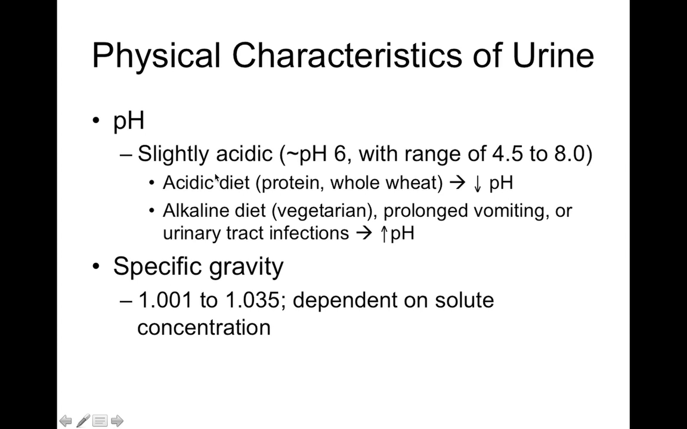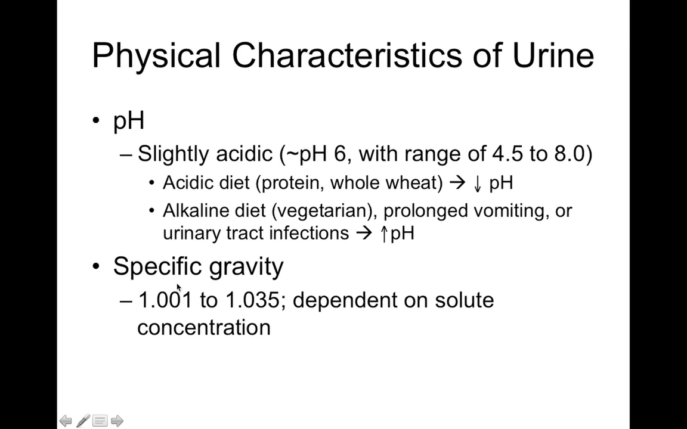Now, an acidic diet would be a diet that's rich in protein and wheats, which also reduces your pH, so that you actually excrete a lot of acids through your urine, which is why urine becomes more acidic. An alkaline diet would be more like a vegetarian-based diet, or from prolonged vomiting, where due to increased alkalinity inside your bloodstream, your kidneys can eliminate more of those excess bases through urine, which also increases the pH of urine. In fact, urine can have a pH as high as 8.0, which is actually fairly basic.